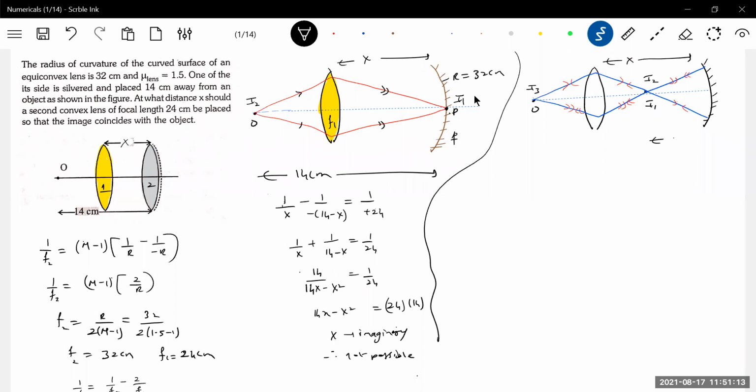We know now this should be 2r, no? And this total distance is 14 centimeter. So what we still have to calculate is x. There are only two possibilities. One, the image I1 is formed at the pole, because it will get reflected symmetrically. Next, let it be at center of curvature. So I'm going to call this the center of curvature of this particular mirror. Now we have to work it out.